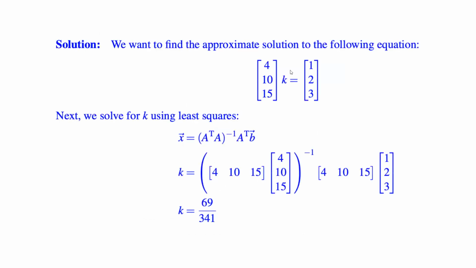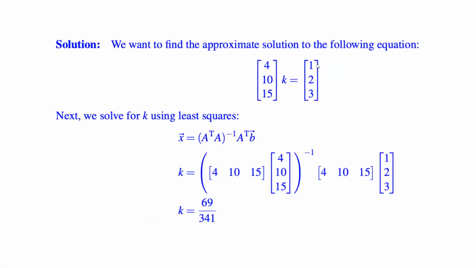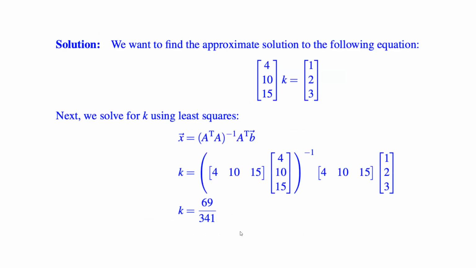When we write it like this, it might become clearer. We get 4, 10, 15, which are coming from our V's, times K equals 1, 2, 3, which are coming from our position S. So it's just plugging that in and rewriting it in the form we're used to. Then from there, we can plug in our A and B vectors and get that answer.